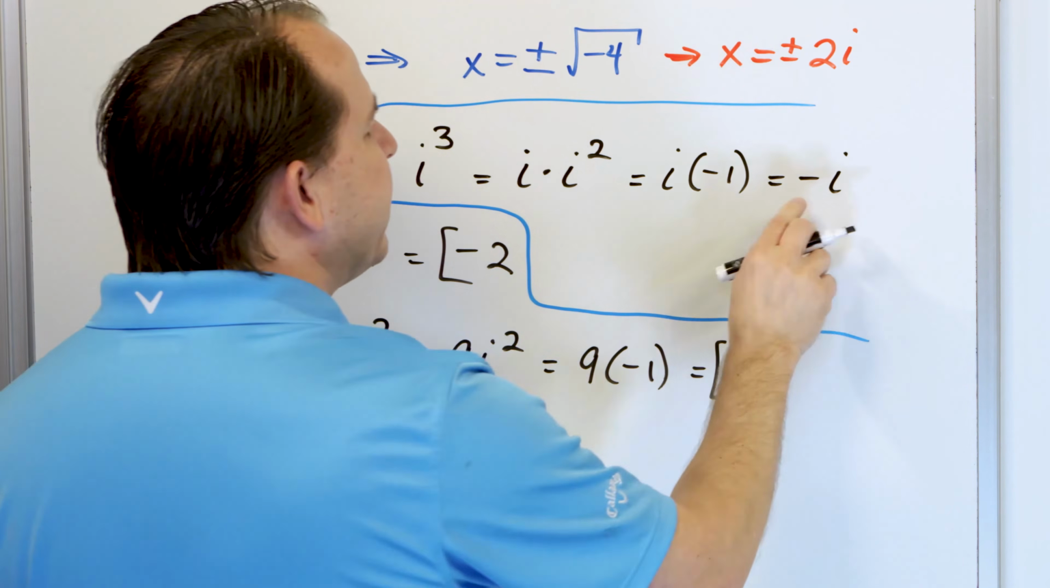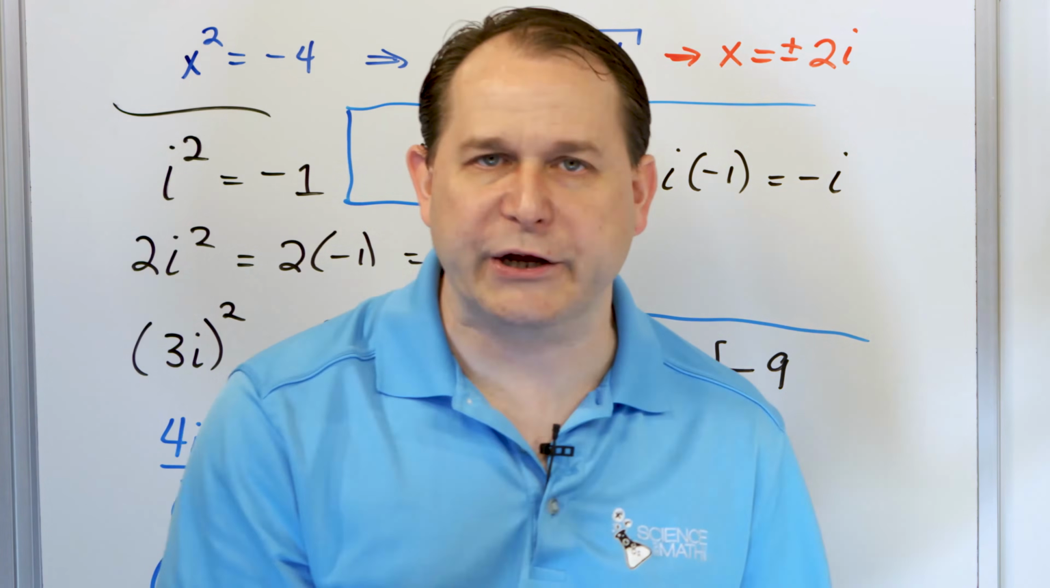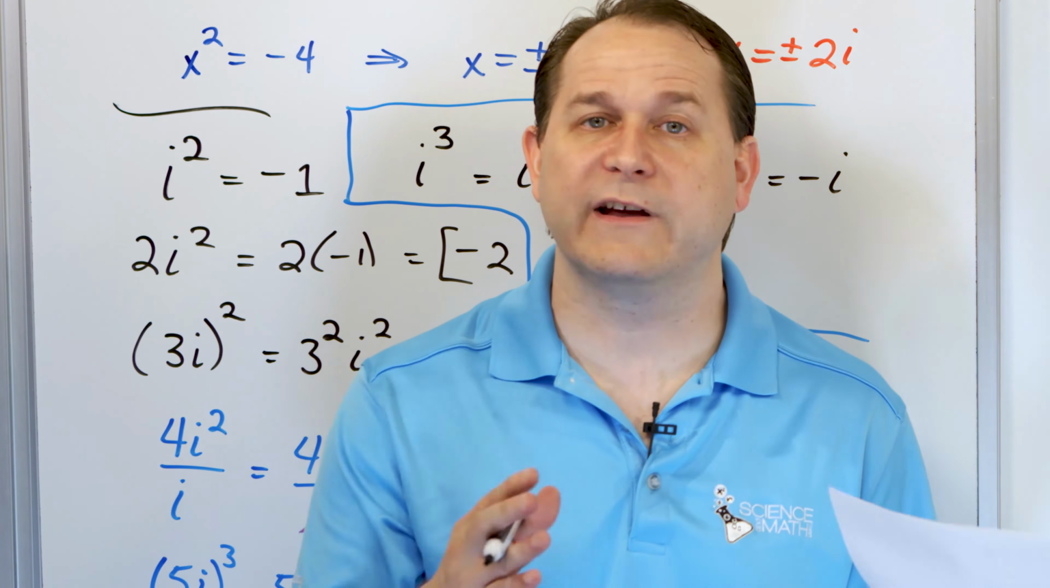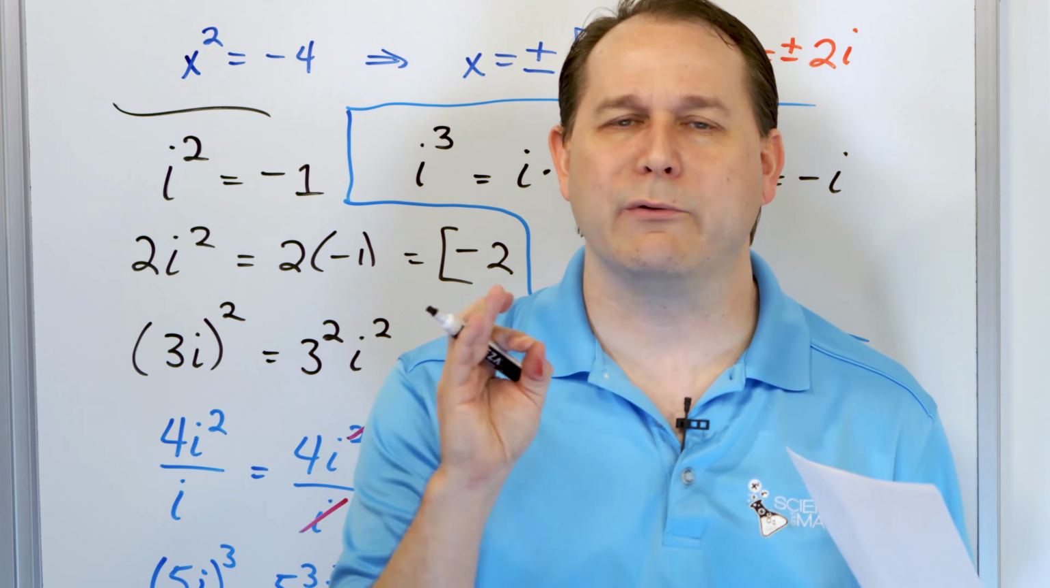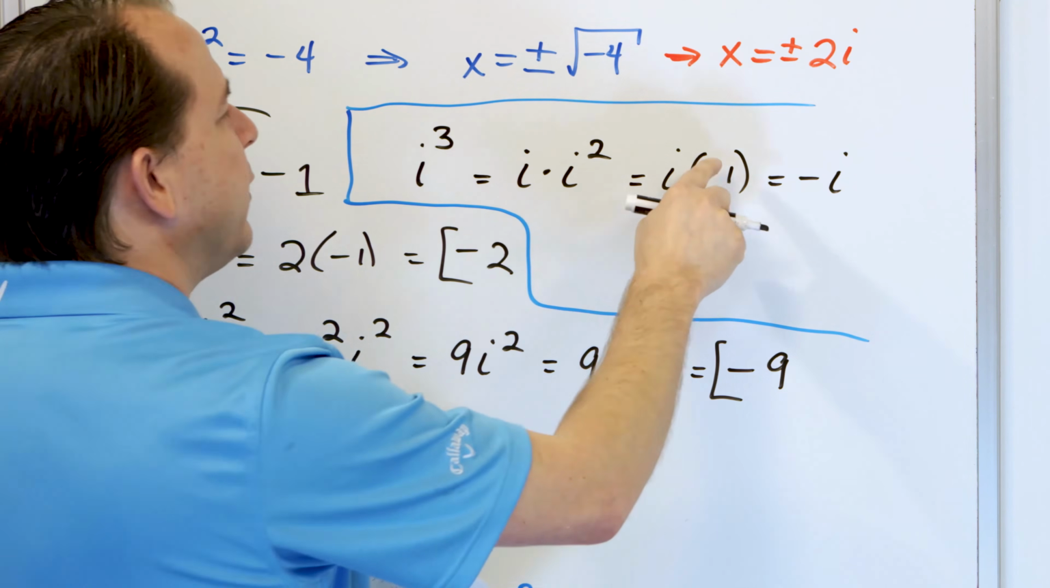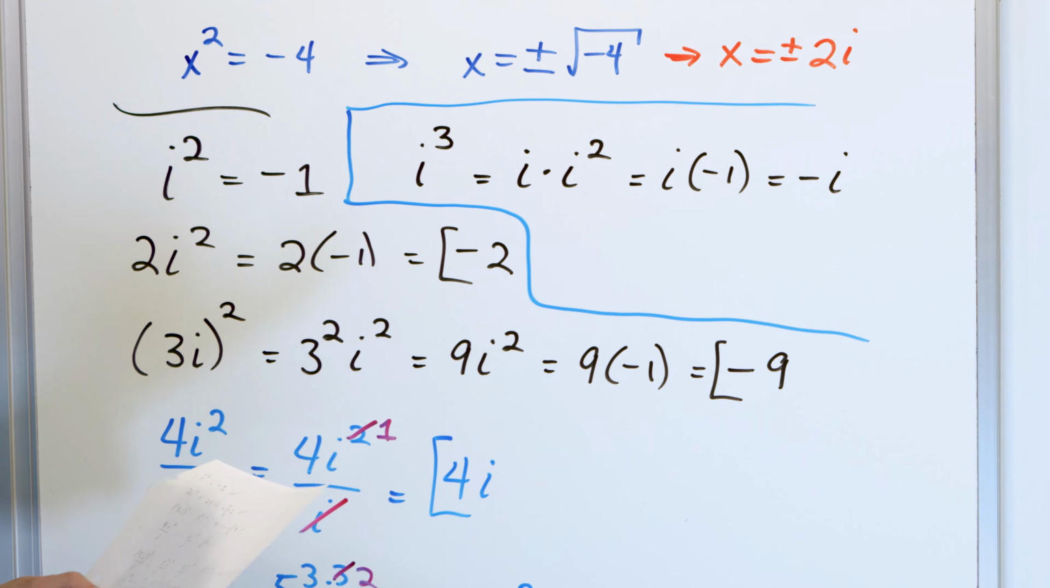So the imaginary number i can be positive, it can be negative, it can have fractions involved, decimals involved, that's all fine. It's just a placeholder for the square root of negative 1. And anytime I see an i squared anywhere, I have to replace it with the real number, which is negative 1.